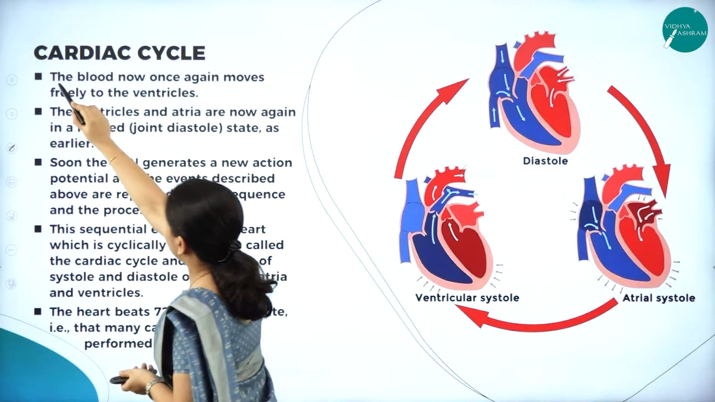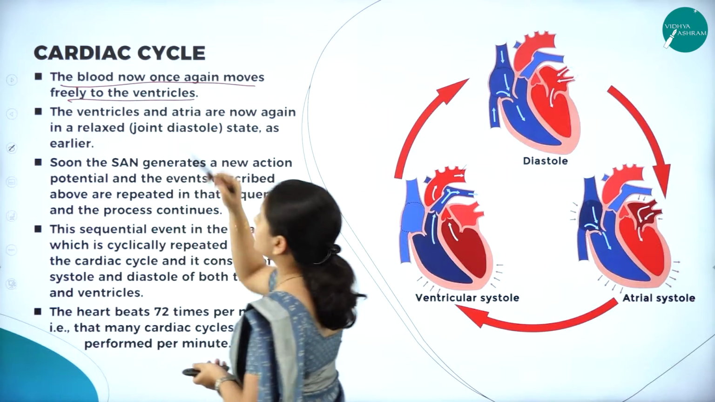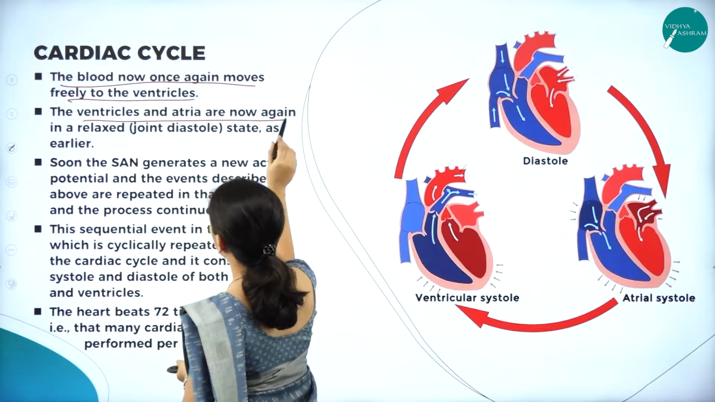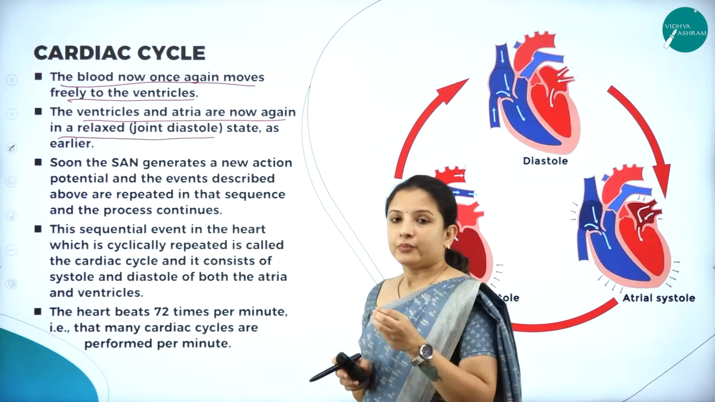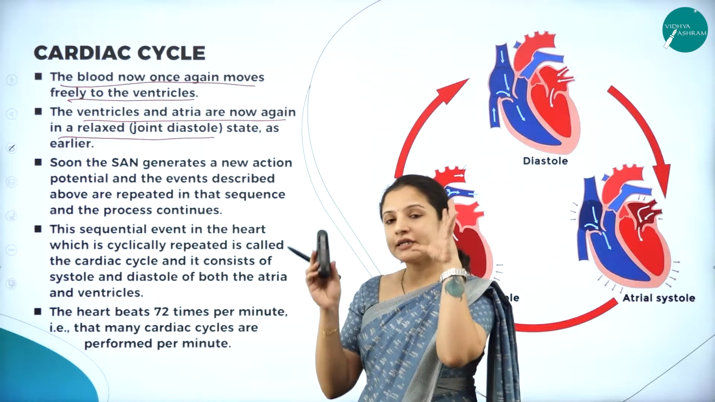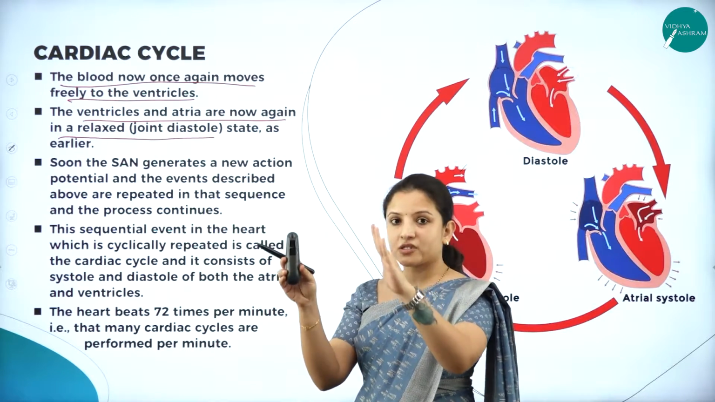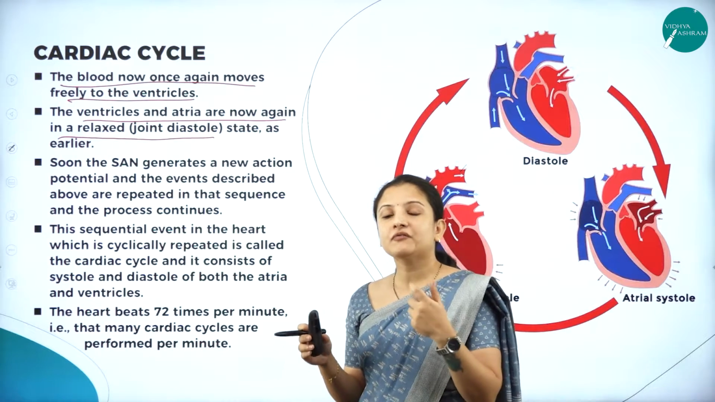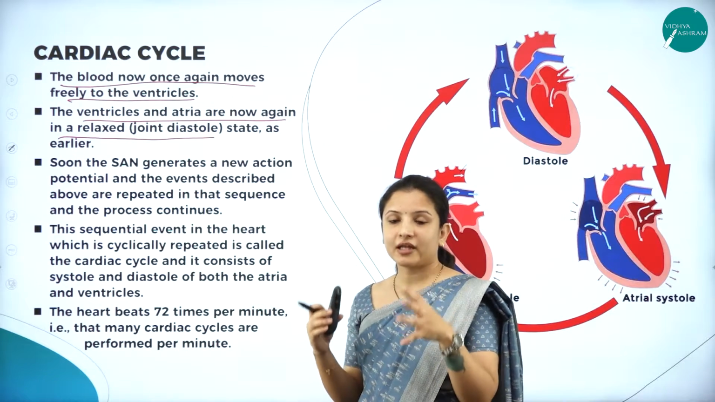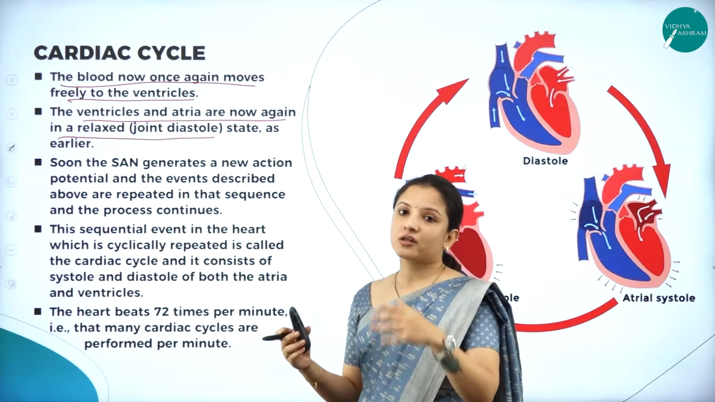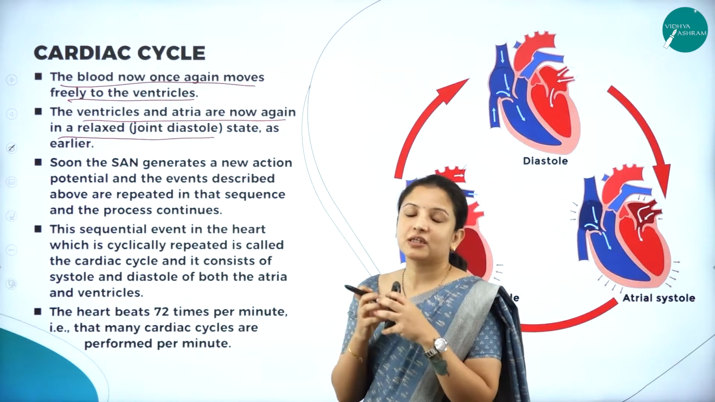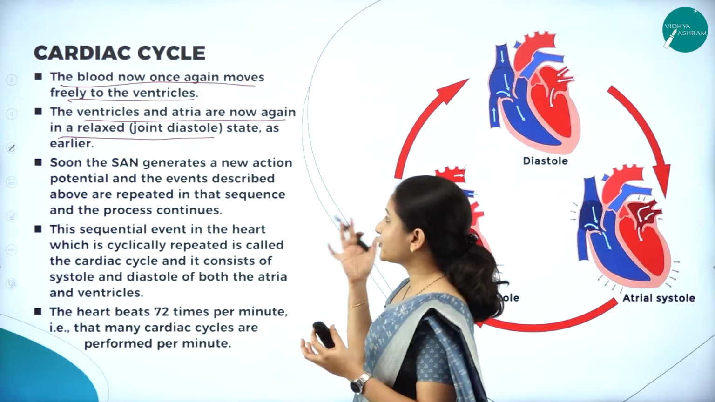Now, what happened? The blood once again moves freely to the ventricles, and therefore the ventricles and the atria are now again in a relaxed state. Because the atria have blood and the ventricles also have blood, it is not that the blood is there only in the upper chamber or only in the lower chamber, which would have created a pressure. Now blood is there in both chambers, therefore it is causing equal pressure in both the atria and the ventricles. Therefore, both of these become relaxed now, and it is called the joint diastole.